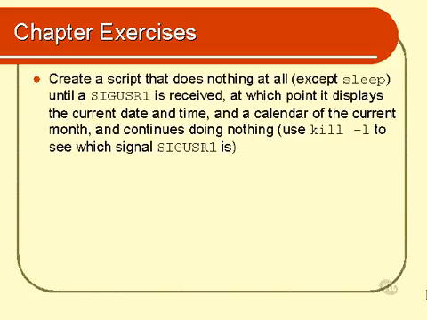And whenever a SIGUSR1 is received, I want the program to display the current date and time followed by the current calendar month, and then continue doing nothing at all. So the whole purpose of the script will be to sit there running off in the background in a corner somewhere, and whenever we send it a SIGUSR1 signal, it will display for us the current date and time and the current calendar month, and that's the sole purpose of the script.